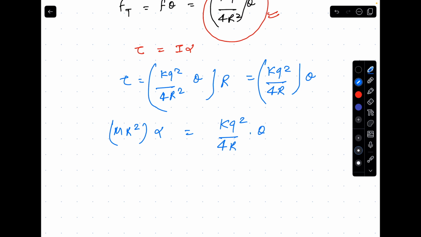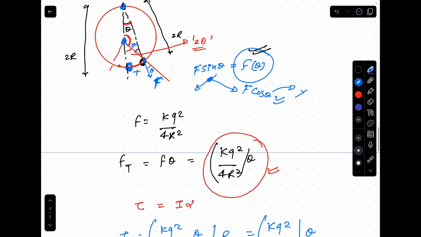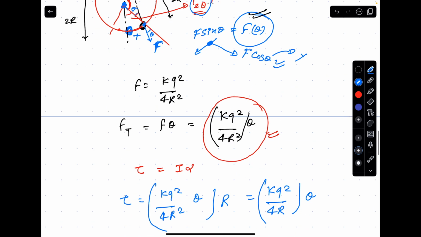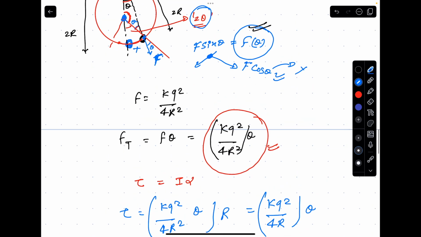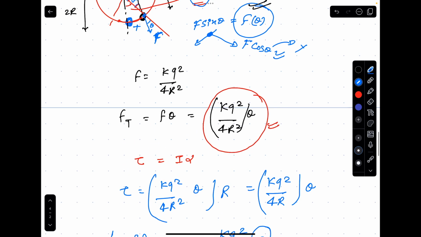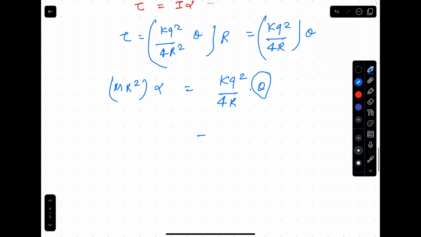Okay, now look, this theta here is 2 theta. So if I replace this theta, I can write it in terms of this theta dash as theta by 2. Then it will be kq square divided by 4r multiplied by theta by 2.